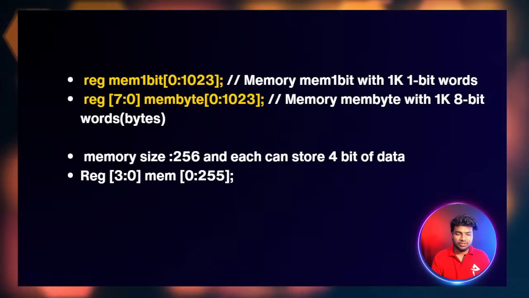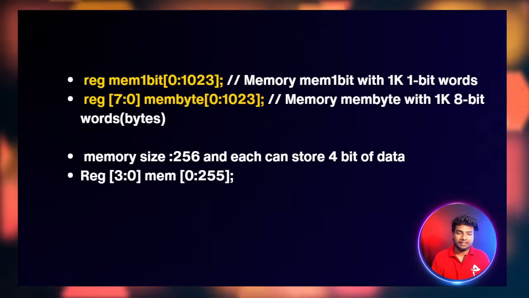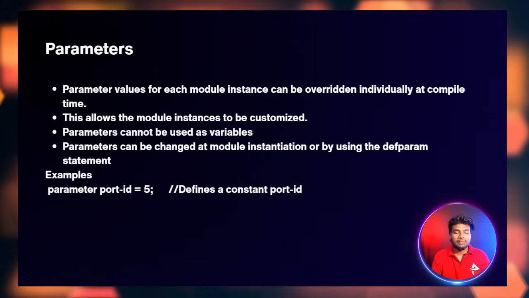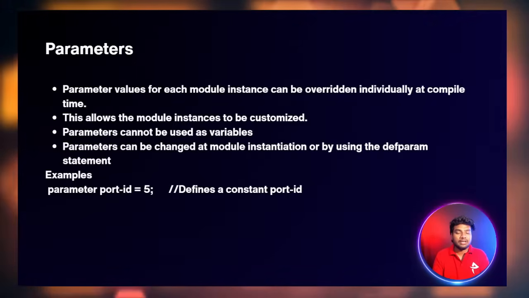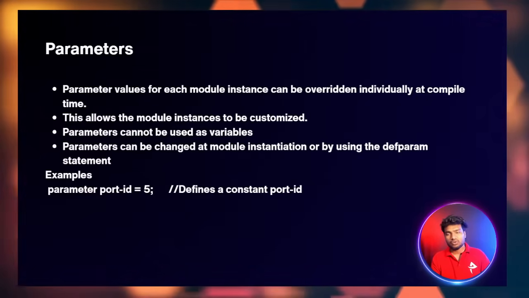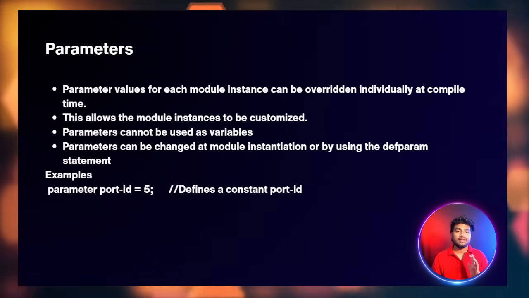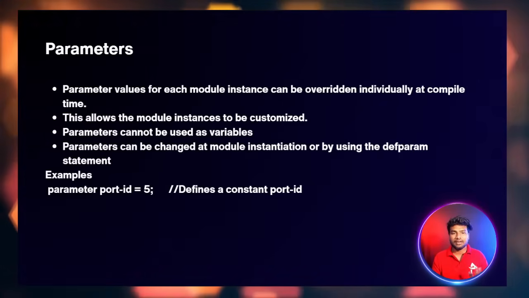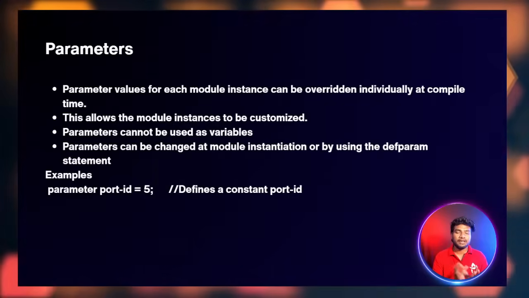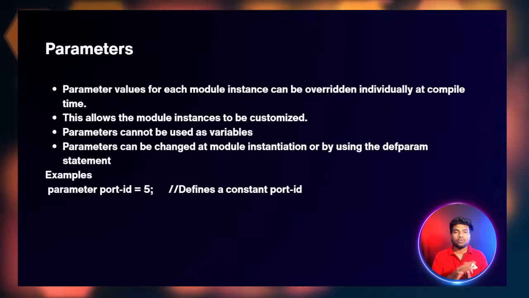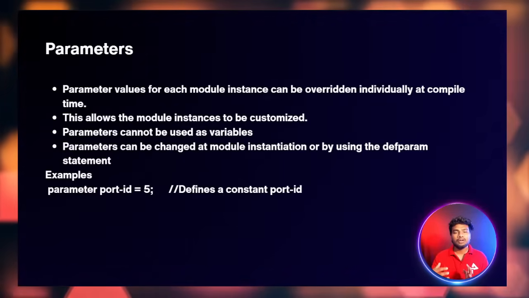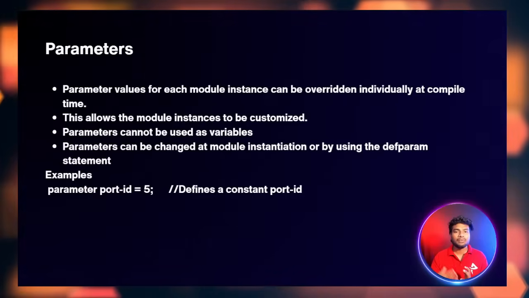So this is how arrays work in Verilog, and then parameters. Parameters are one concept in Verilog. Parameter values for each module instance can be overridden individually at compile time. Suppose you are writing a big design in Verilog with n number of lines of code, and you are assigning some value to a signal. If I assume a equal to 5, you are using a equal to 5 in your code n number of times.